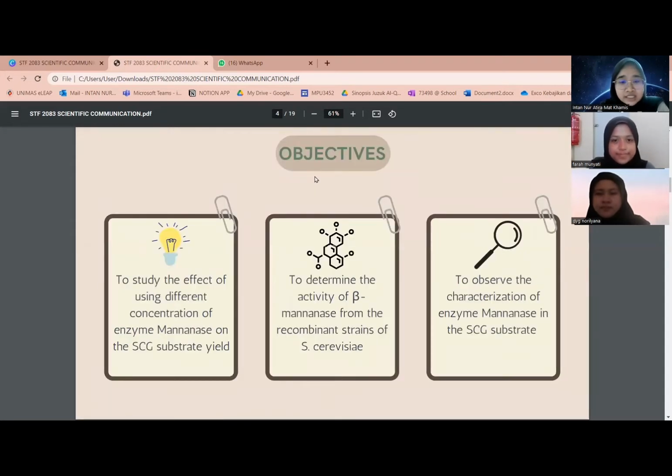So moving on to the objectives, we have come out with 3 objectives, and one of those objectives is we want to observe the characterization of enzyme manganese in the SCG substrate.